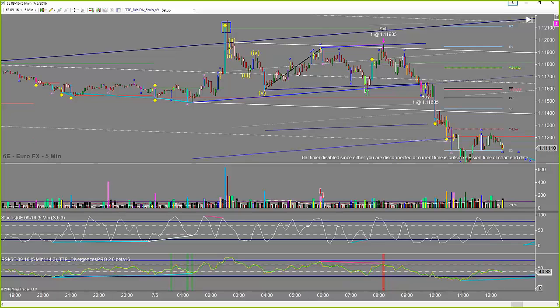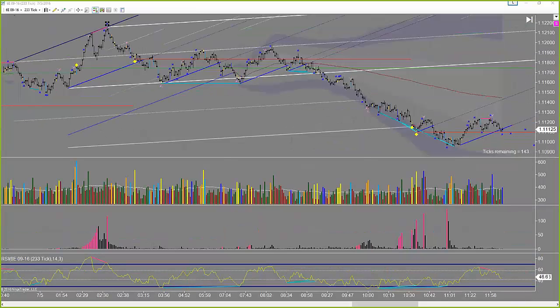So now what we want to see is some sort of confirmation on the tick charts. So let's see what we have. We have the larger tick chart right here, which is a 932 tick.